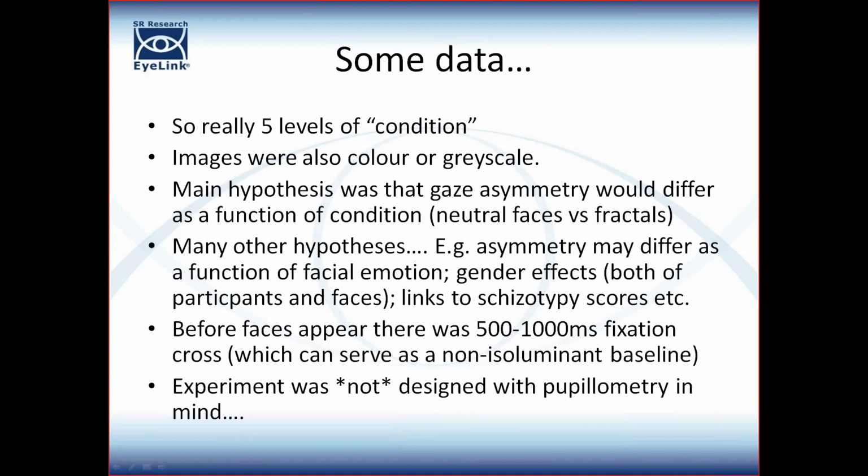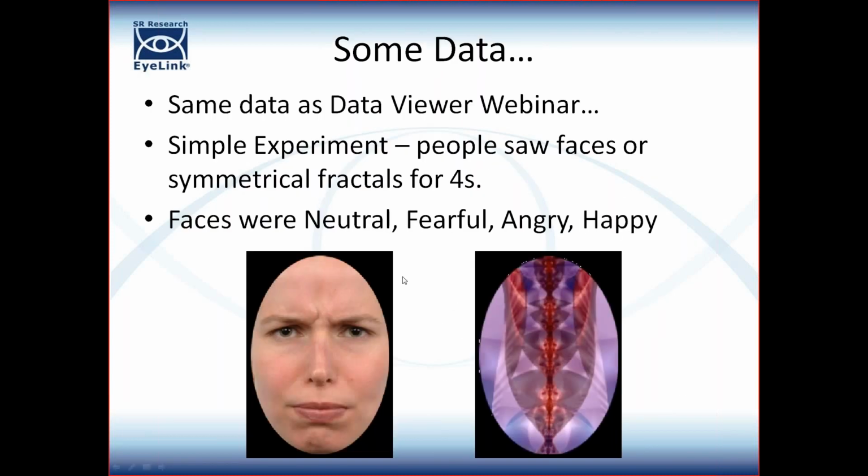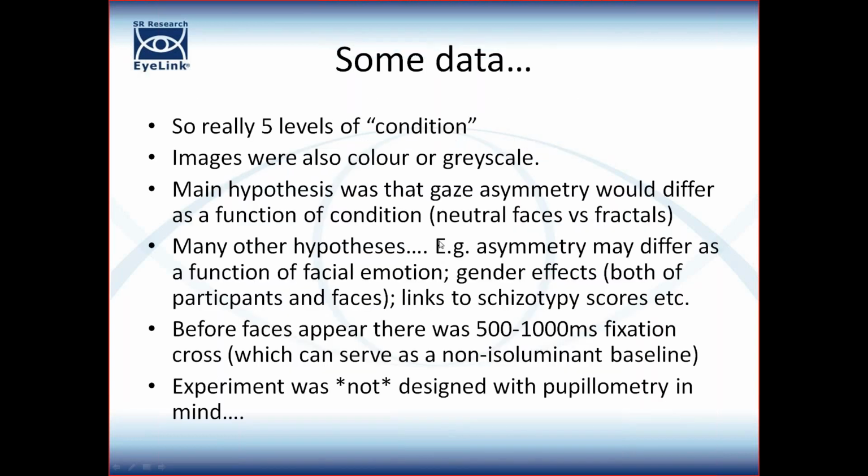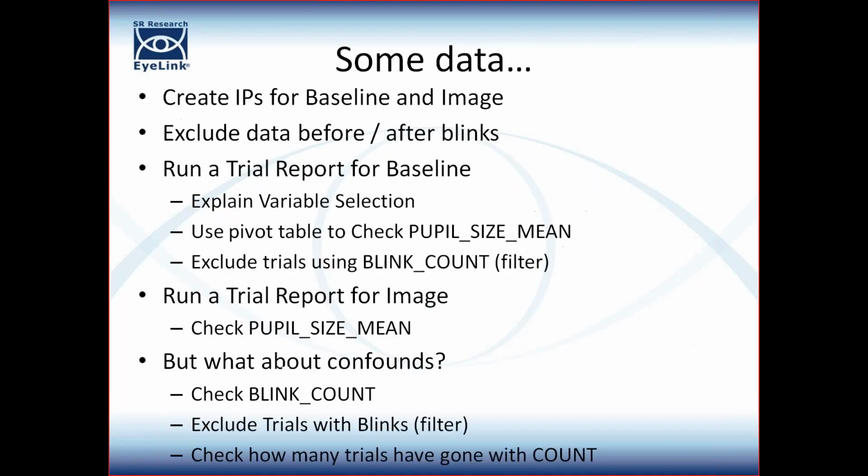So that was the experiment. 5 levels of condition really: neutral, fearful, angry, happy, and fractals. And as I said, the experiment was not designed with pupillometry in mind, but luckily, or usefully, before these faces were presented, there was a random fixation time of between 500 and 1,000 milliseconds, where people simply looked at a cross. So it's not isoluminant, but we can use that to get some kind of within-trial baseline that we can then use for our pupil data analysis.